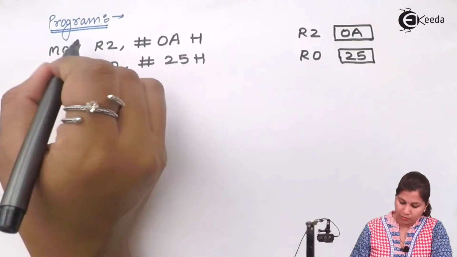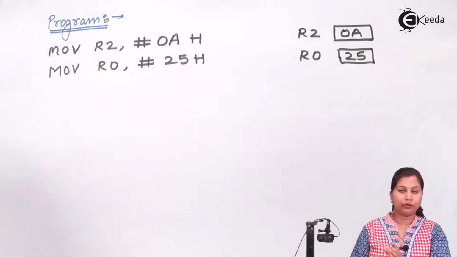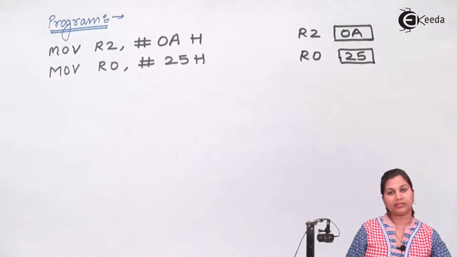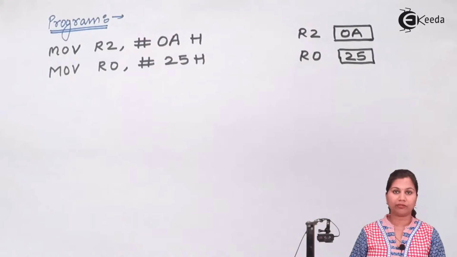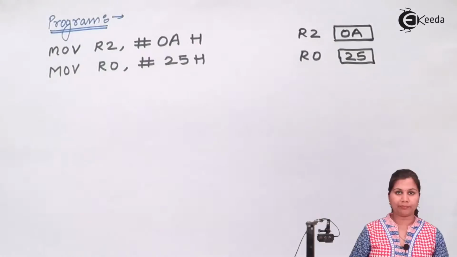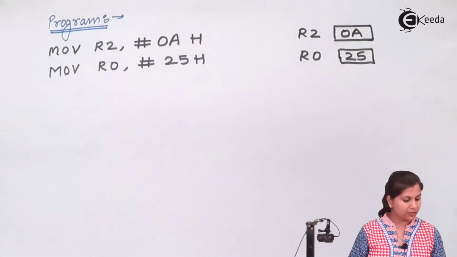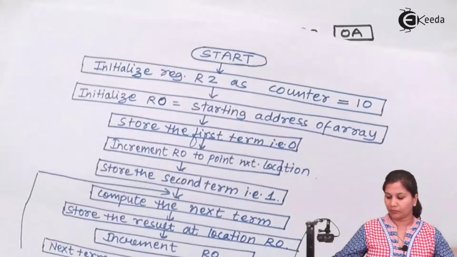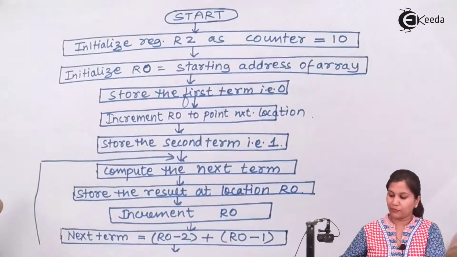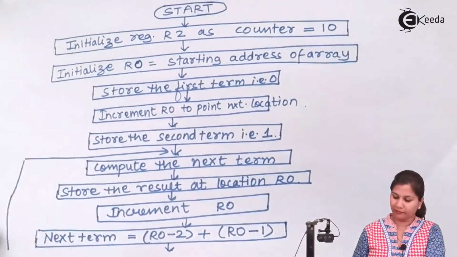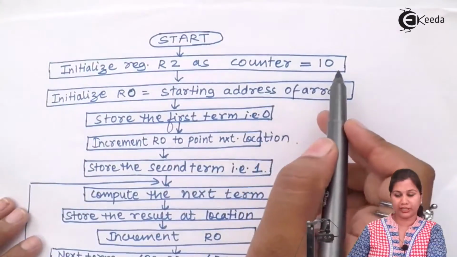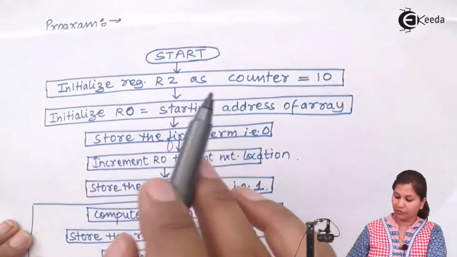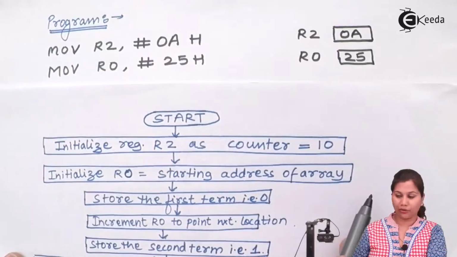Okay. Now next, in the flowchart we have seen that we have to provide the first two terms, that is 0 and 1, in the program. So the first two steps from the flowchart we have already done. We have initialized our register R2 as the counter equal to 10. We have initialized the R0 register as the starting address of the array.